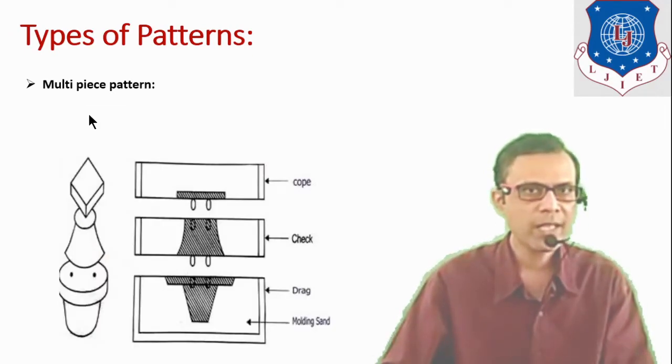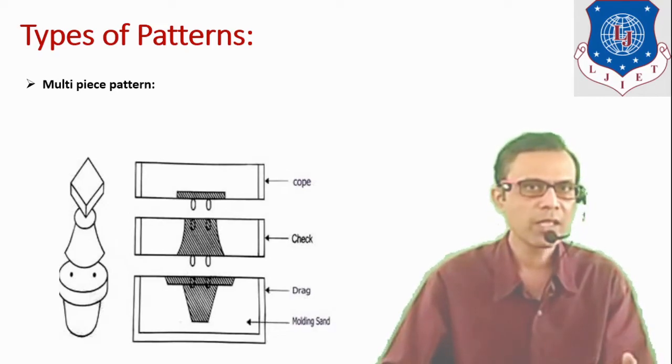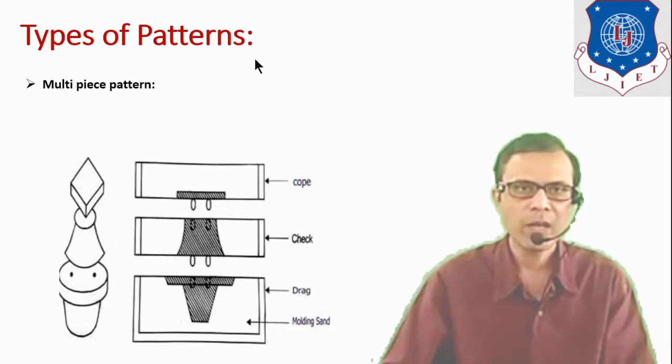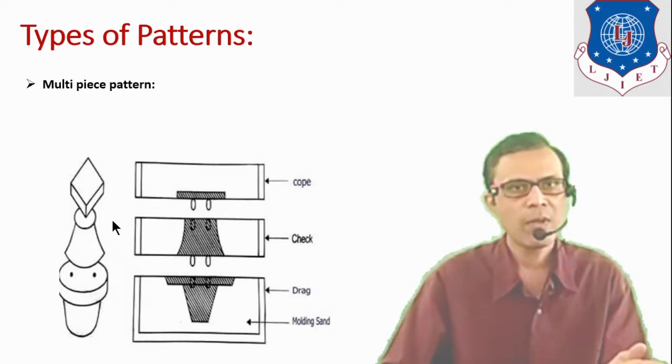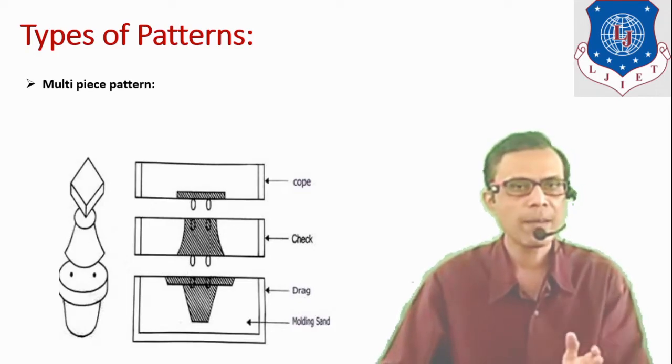Next type of pattern is multi-piece pattern. Sometimes casting is made from more than 1, 2 or 3 pieces. It is known as a multi-piece casting and the pattern is known as a multi-piece pattern. Here this pattern is shown and it is an example of 3-piece casting. So it is upper part, it is lower part and it is an intermediate part. All the parts will be casted separately. For each and every part it will require a separate pattern.